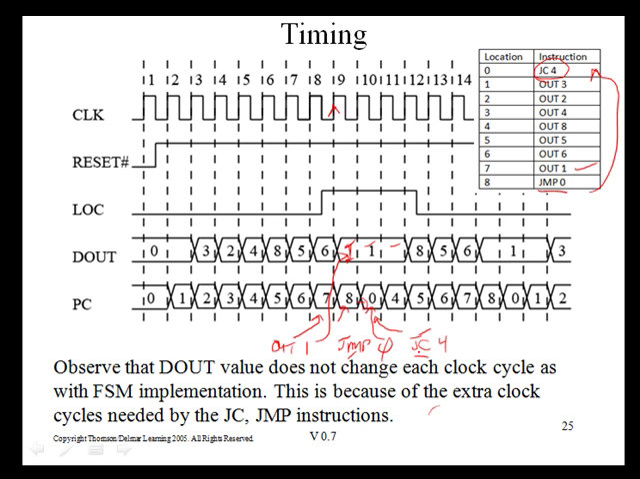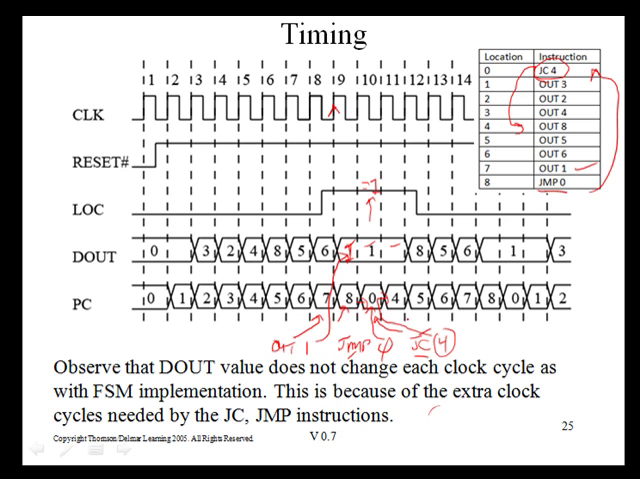At this point, when we're executing the jump conditionally 4, we're going to look at our loc input and see that our loc input is equal to a 1. That means that we need to take this 4 and load that into our program counter, causing a jump to the instruction at location 4.